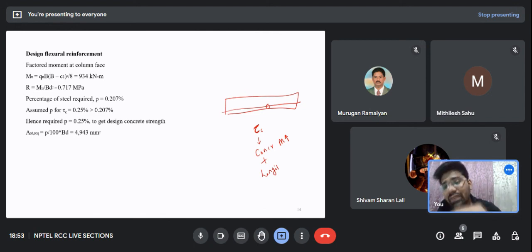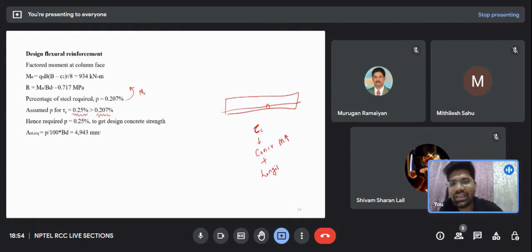So previously, I assumed 0.25 percentage of steel, and I evaluated some tau c value, and based upon that tau c value I evaluated D. But the actual percentage of steel is coming out to be 0.207. It would be very painful for me to go back and take a value of 0.207 and a grade of concrete and again find the depth.